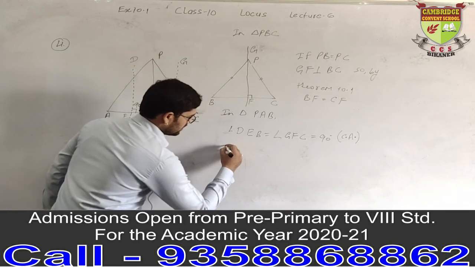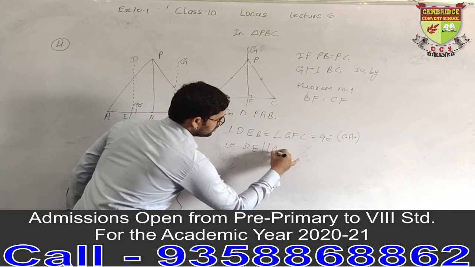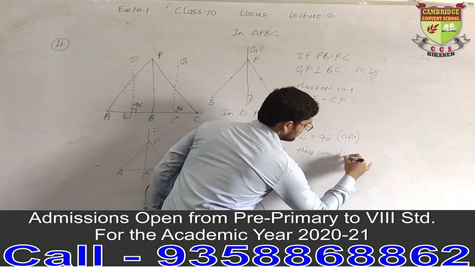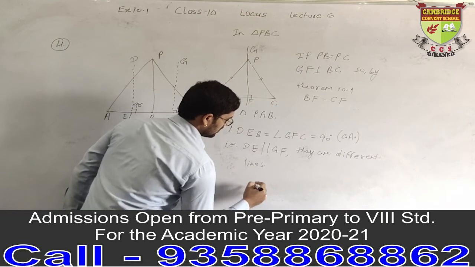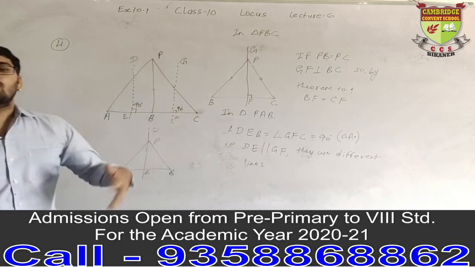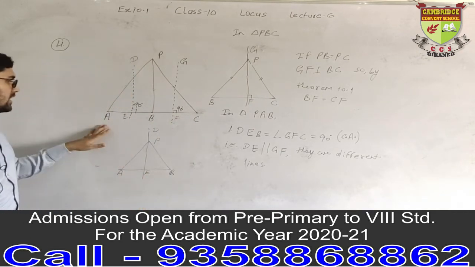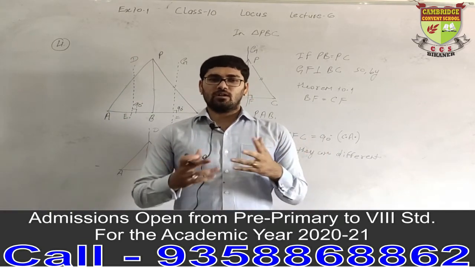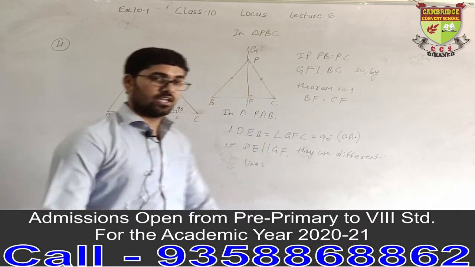So that means DE is parallel to GF. They are different lines. This statement means that we cannot obtain a point P which is at equal distance from all these 3 points A, B, C. If 3 points are collinear, we can never obtain a locus, or we can never obtain a point which is at equal distance from all these points.